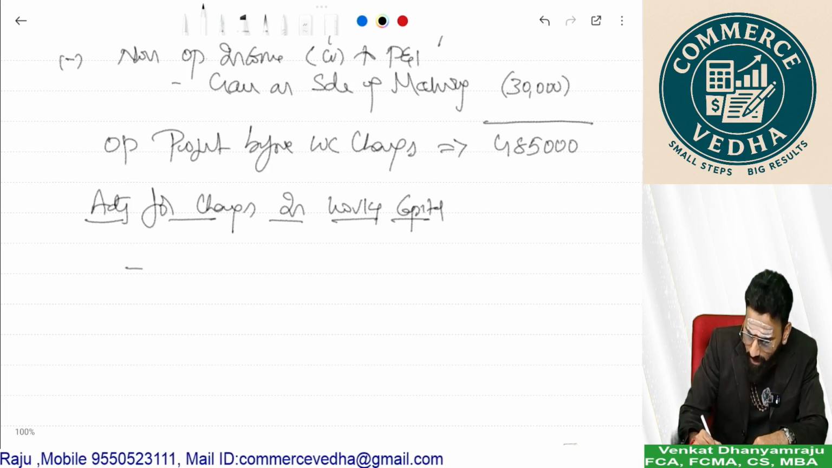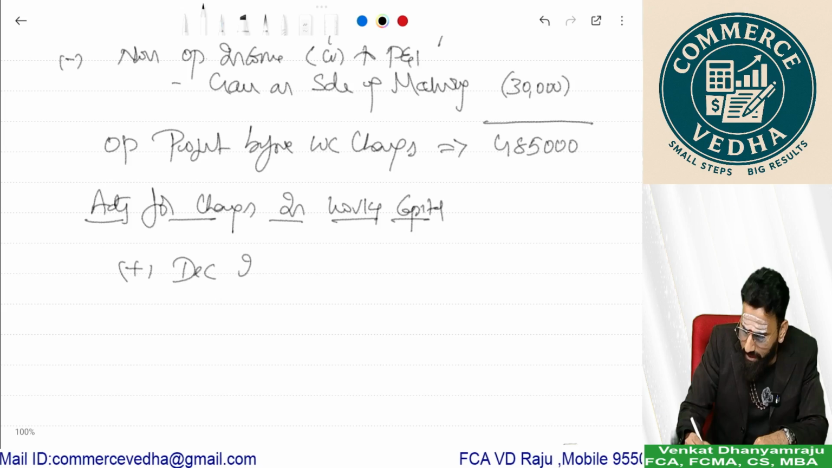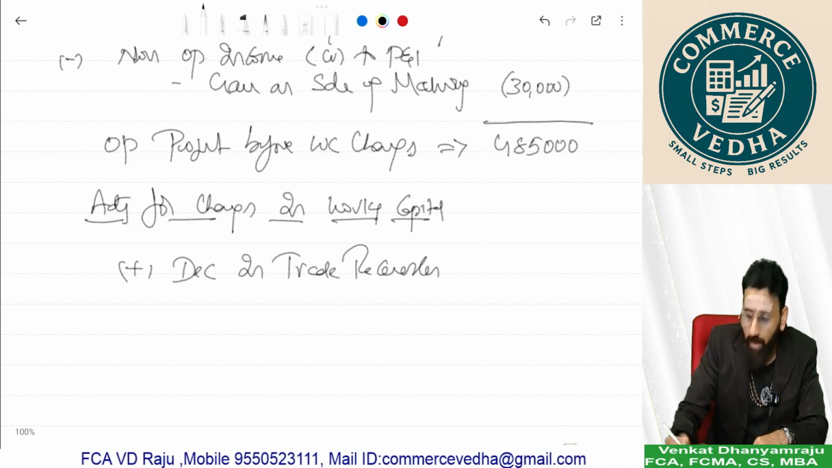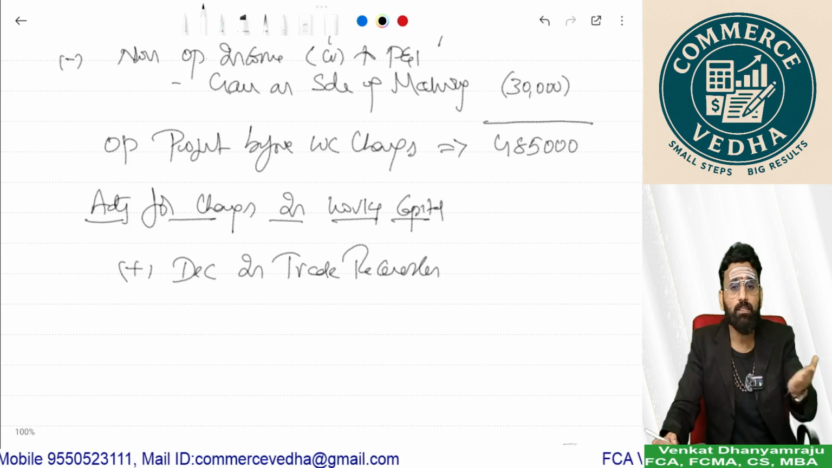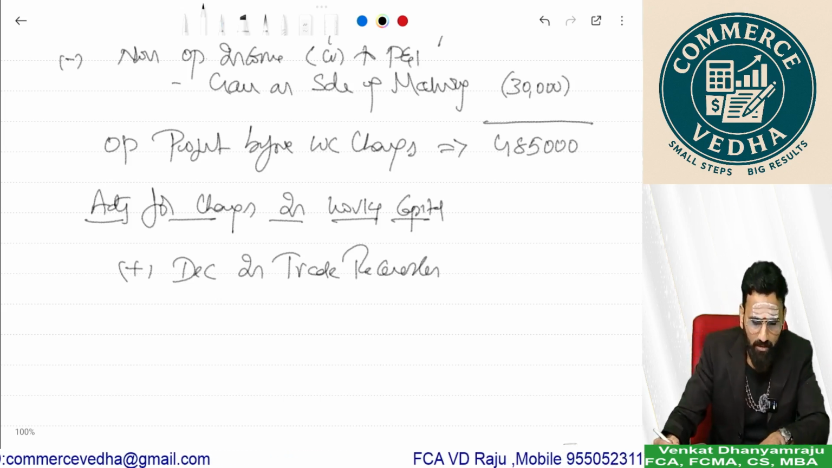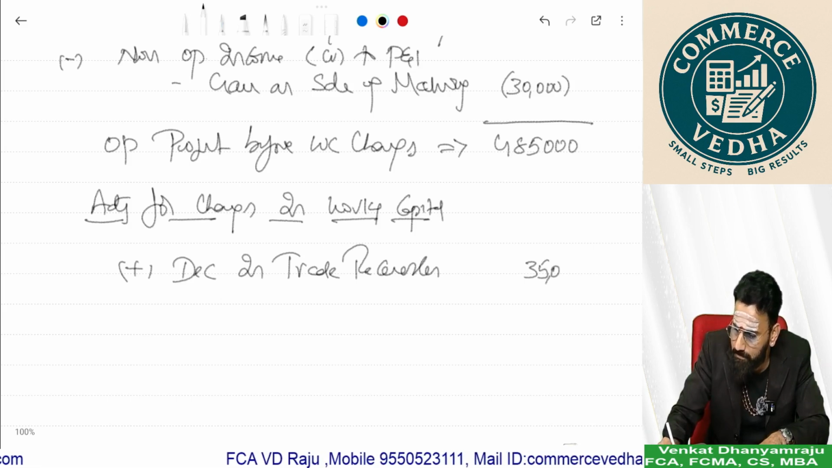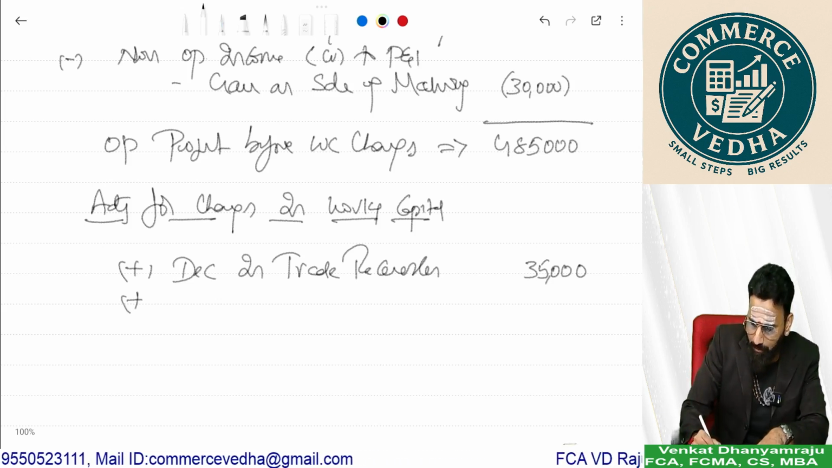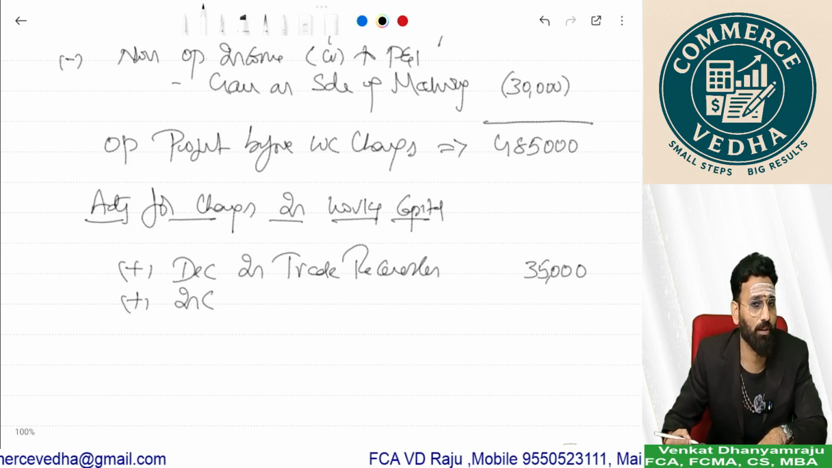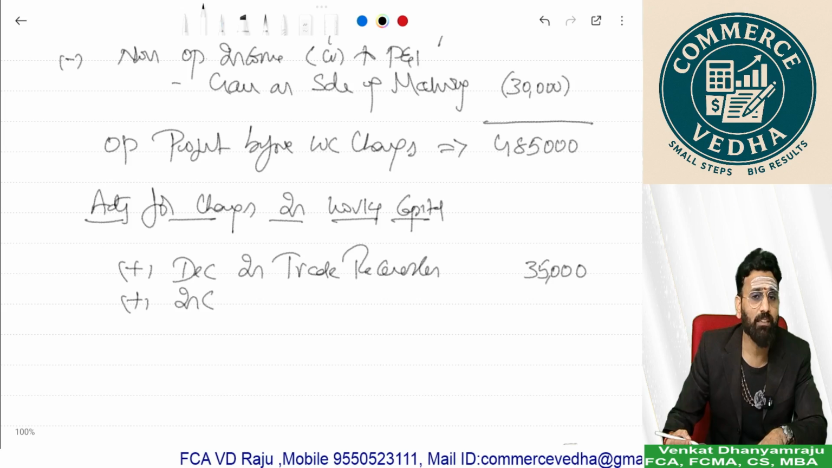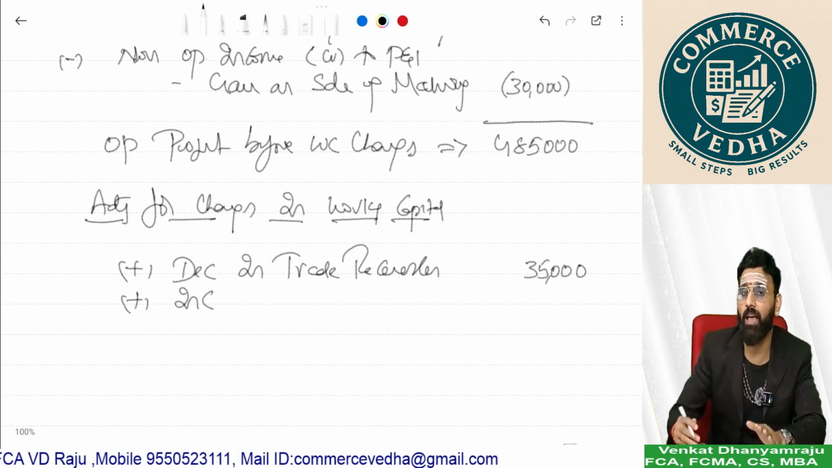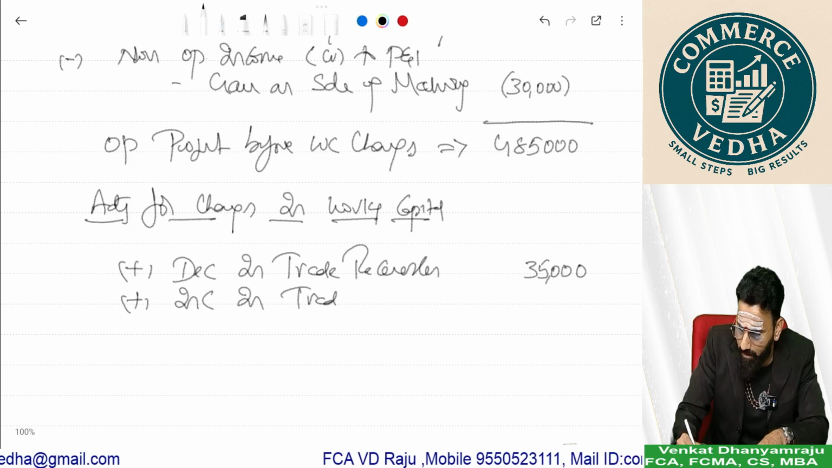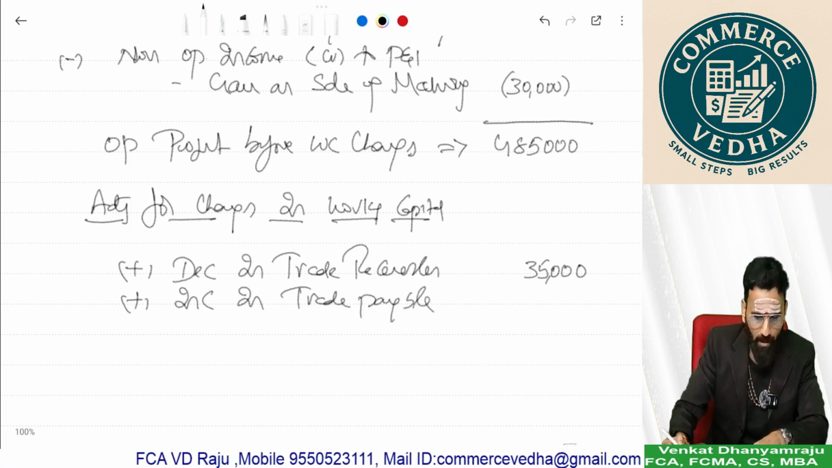So what I'll do here is add the decrease in trade receivables. It shows cash inflow because receivables decrease means cash collected. How much cash collected here? 35,000. Similarly, increase in payables. Increase in payables in the sense I purchased my stock but I didn't pay. So increase in payables is also my cash inflow because I saved the cash, I didn't pay in this particular period. So increase in trade payable is 10,000.